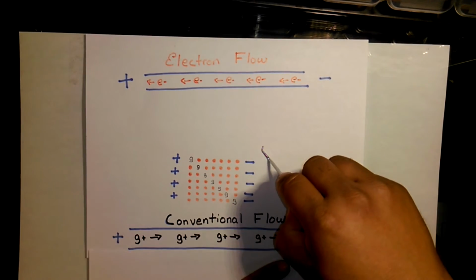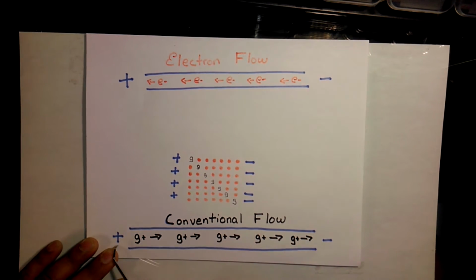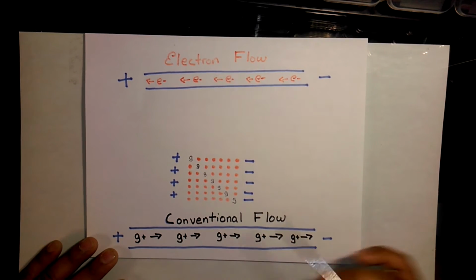So now we got that out of the way, I'm going to show you what conventional flow looks like. It's literally gaps moving from the positive to the negative, and I represented gaps as these G's, which kind of look like 9s, but they're G's. G's are the positive going towards the negative, away from the positive, towards the negative. And that's how we're going to look at it now.